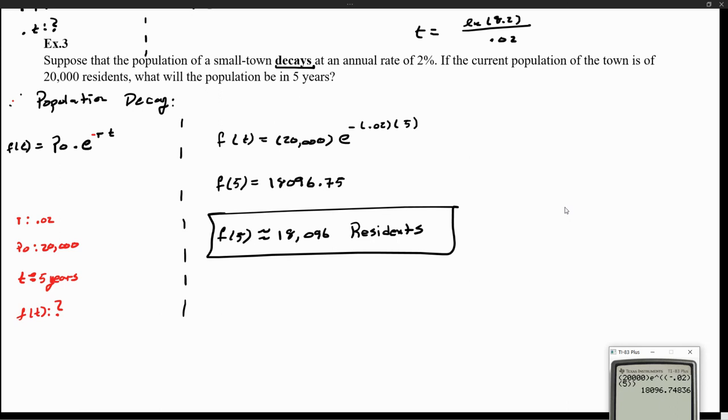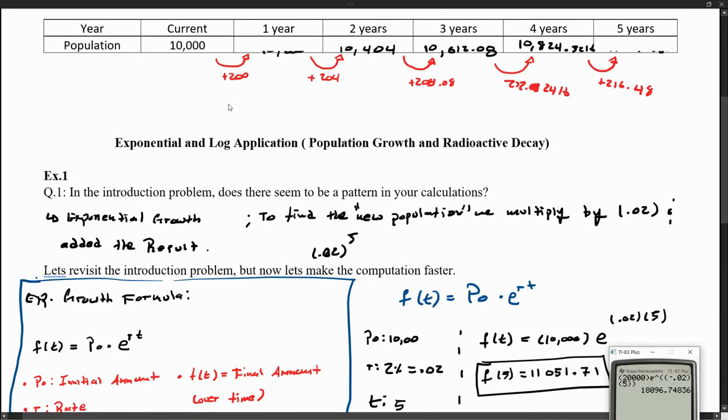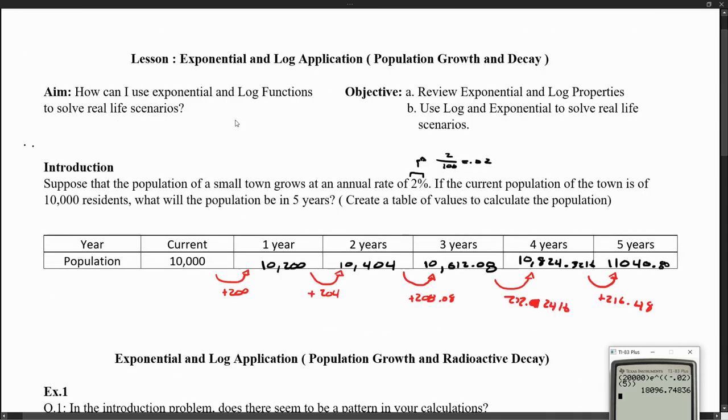So what we have discussed today is that we can use exponential growth and exponential decay. We can manipulate that information to come up with population decay and population growth formulas, and we can use those formulas to calculate the population growth and population decay over time. And with this, it concludes our lesson for exponentials and log applications dealing with population growth and population decay.